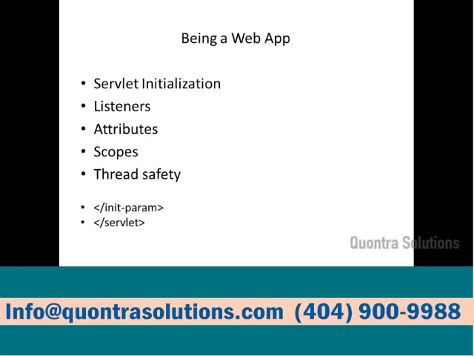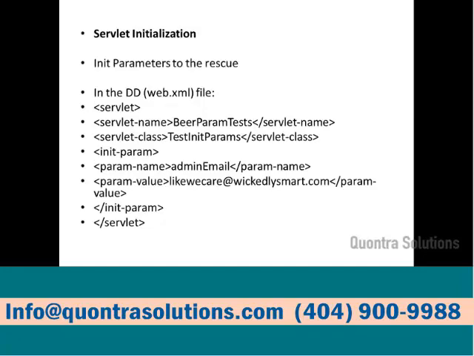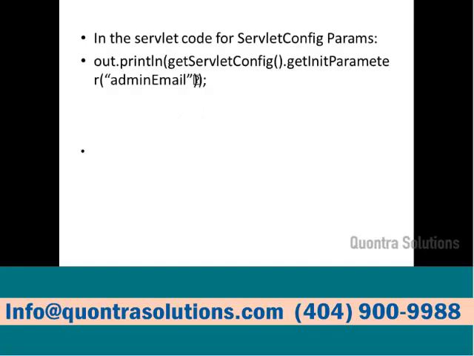So servlet initialization, we saw this, right? We can initialize the servlet using init params, here the test init params. We have something called email ID, like our application name. We can have some email ID which is tied to the servlet alone. And in servlet code, if you want to get servlet config parameters, you can get them using servletConfig.getInitParameter. We give the key and it gives the value.